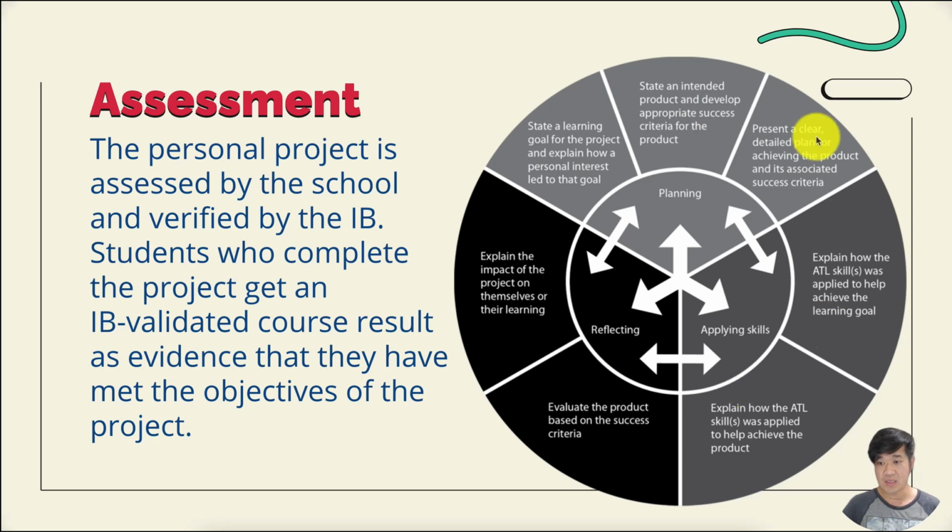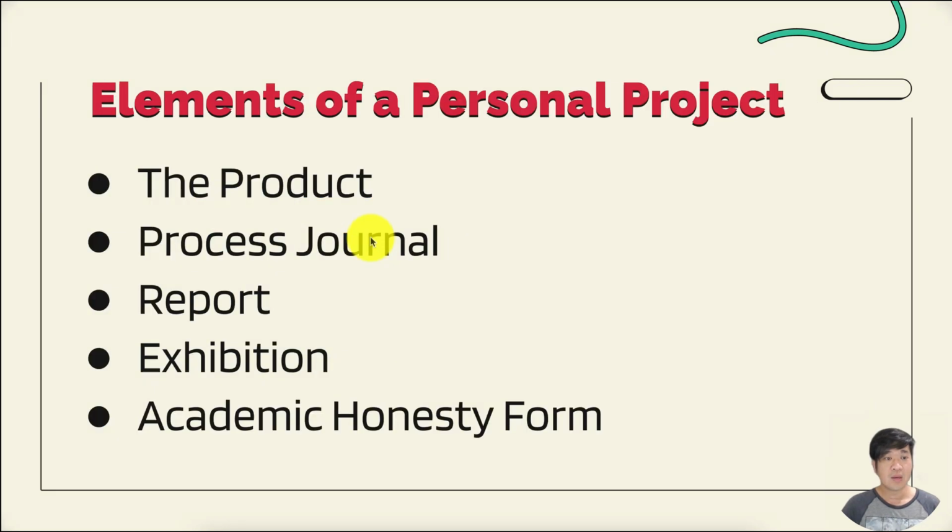So this is the chart that you will look into. Criterion A has 3 strands, B has 2, and C has also 2. Now, the other elements for the personal project are the product, process journal, report, maybe an exhibit, which because of the pandemic maybe will be online, and then academic honesty. So these are the things that you need to accomplish throughout the personal project.